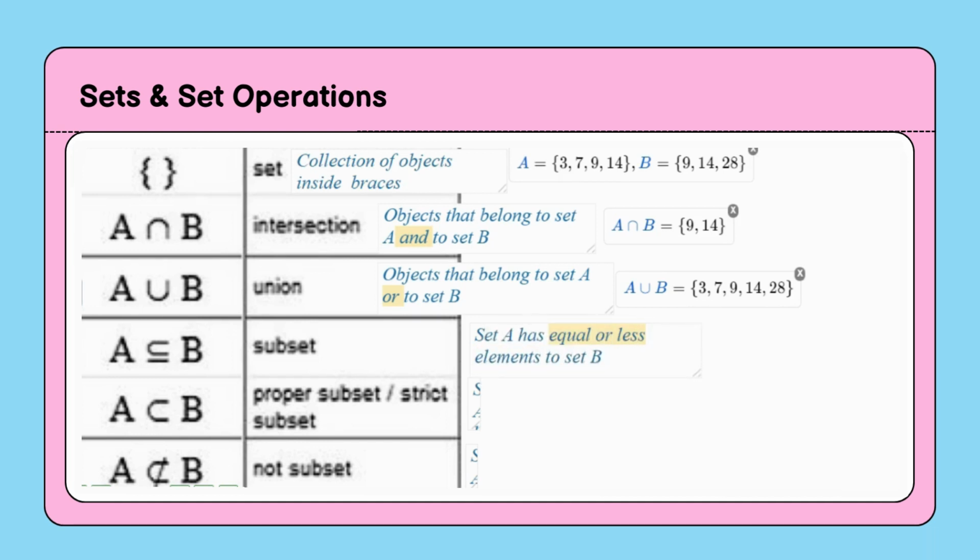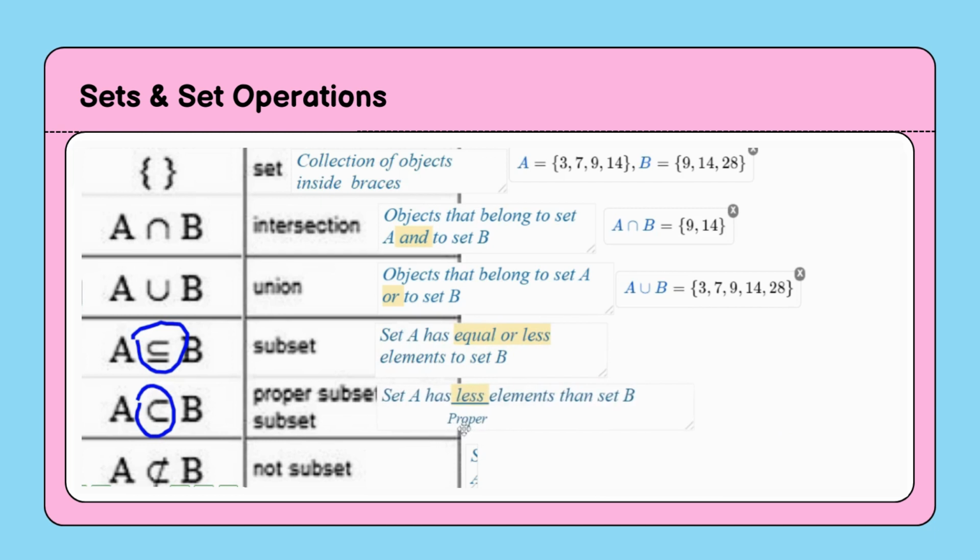Now the next thing we're going to talk about are subsets, which here A is a subset of B. Here you can see an underline underneath the symbol, and in the proper subset there is not an underline. The difference is that the proper subset, set A, has less elements than set B, but the normal subset could be equal as well. So if you want to write A is a subset of A, you have to put an underline underneath the symbol as well. And here are the examples.